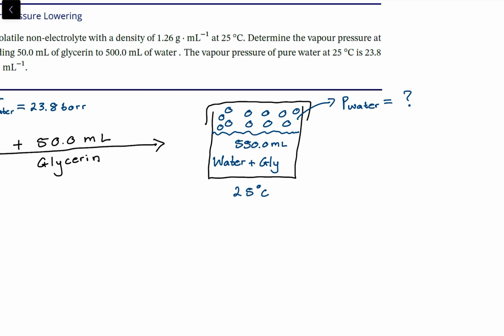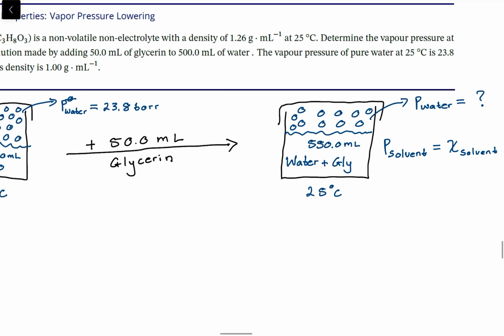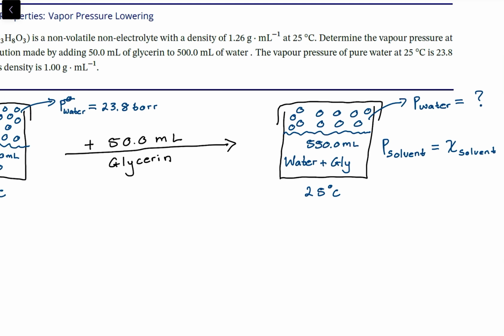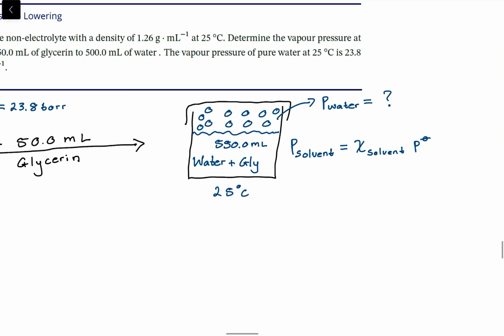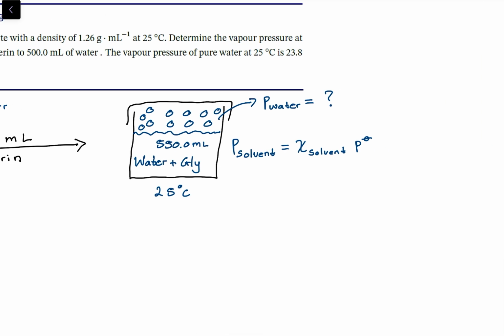So what we'll use is Raoult's law, which says the vapor pressure of the solvent is equal to the mole fraction of the solvent multiplied by the standard vapor pressure. In other words, if there's no mixture, just at that temperature, for all those conditions, what that standard vapor pressure of that solvent would have been.